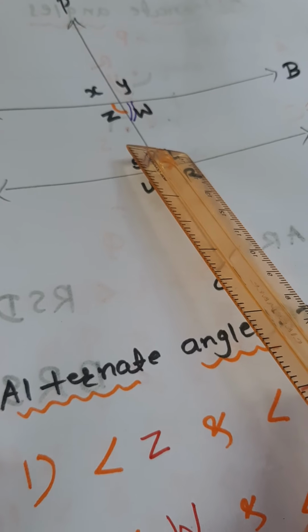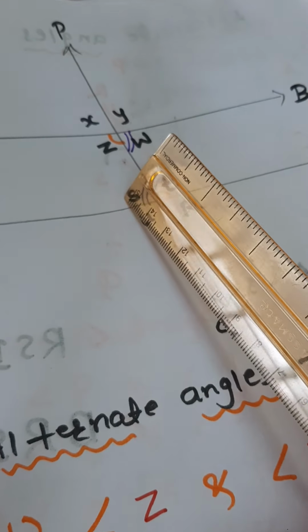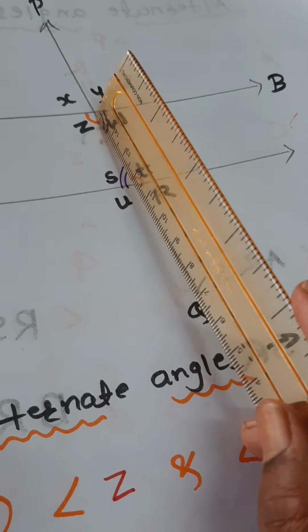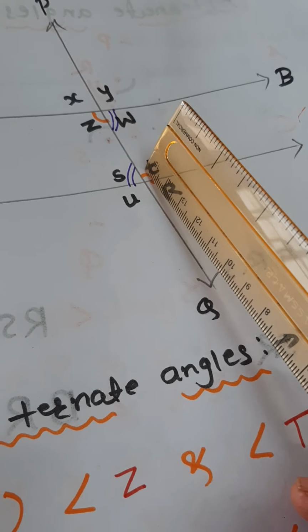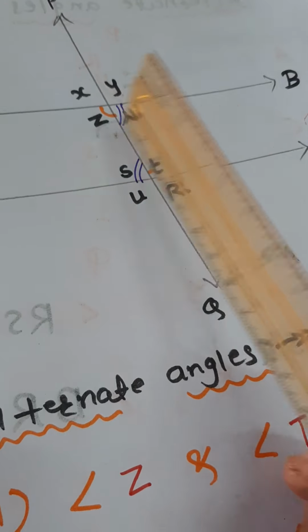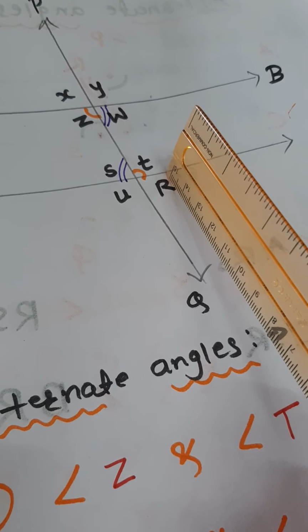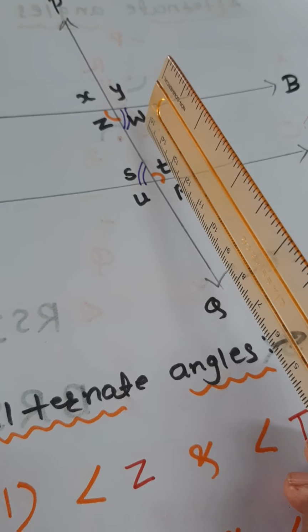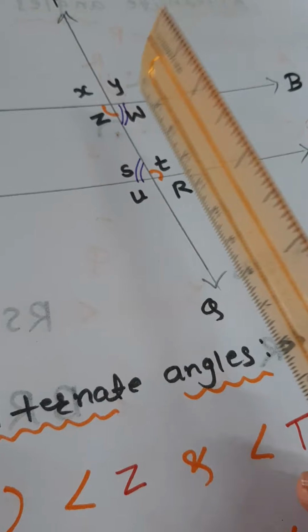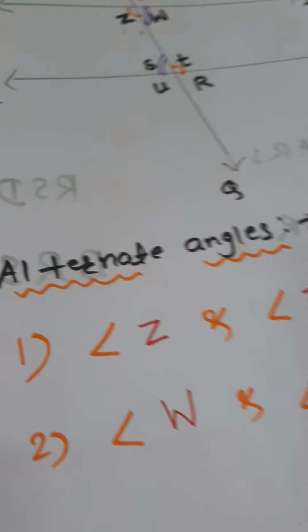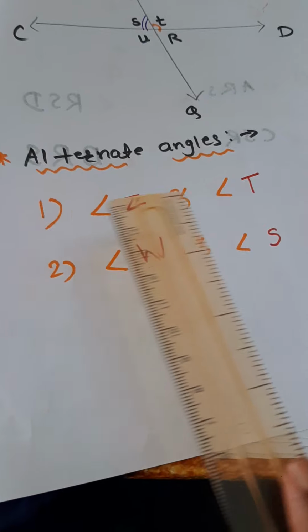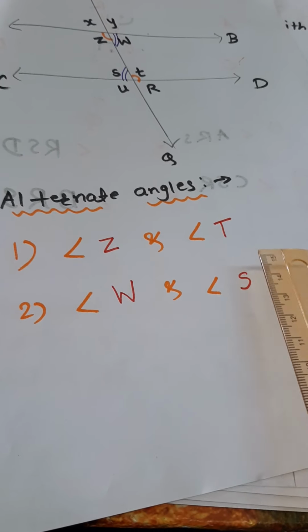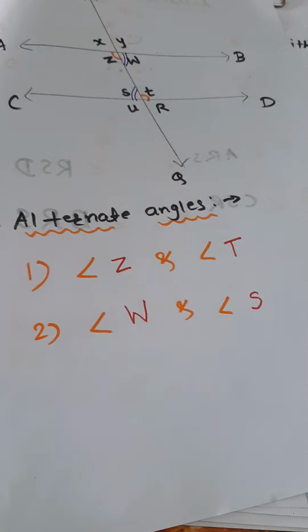Go to opposite side. Interior angles are one side only and alternate angle, one angle present this side and second angle present this side. So Z and T are alternate angles. Similarly W and S, go like this cross for alternate angle. W and S alternate angle. Z and T alternate angle. So here it has written pair of alternate angles, angle Z and angle T, angle W and angle S. I think so it is clear to everyone, types of angles.